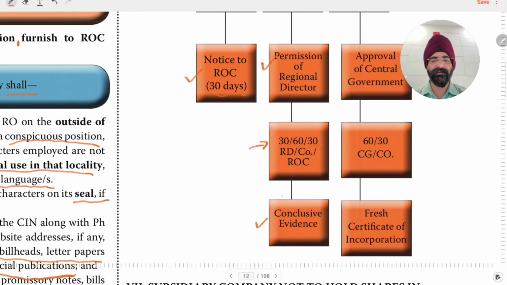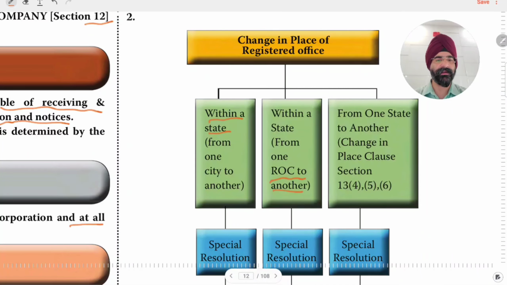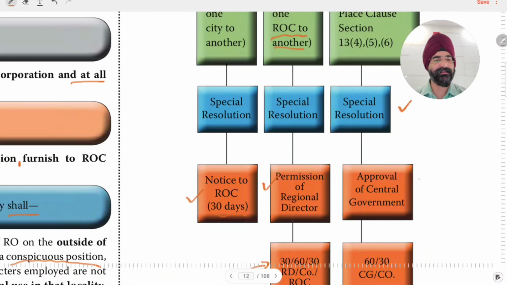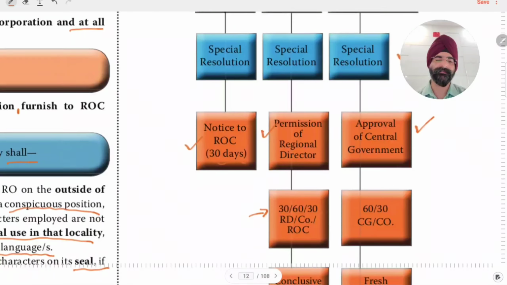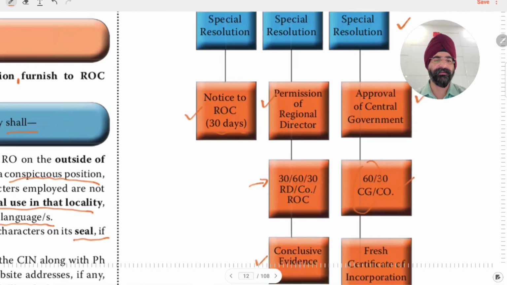Conclusive evidence. Now this will be conclusive evidence of change of registered office within a state from one ROC to another ROC. Next is from one state to another, change in place. Now when there is change of state, then a special resolution is required, obviously. Next is approval of central government is required. So if change is from ROC to ROC, then RD approval is required. If change is from one state to another, then central government approval is required. And then the timeline is given that 60 days will be taken by central government, and then within 30 days ROC will be intimated.